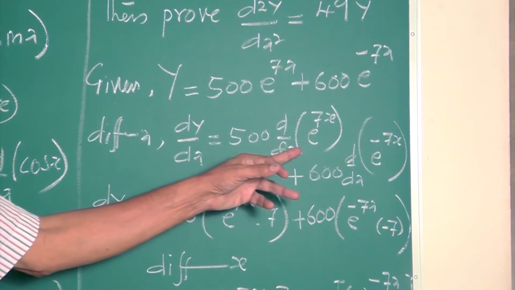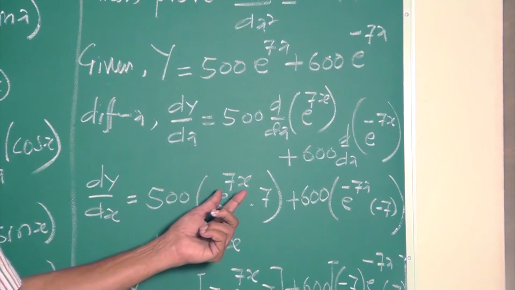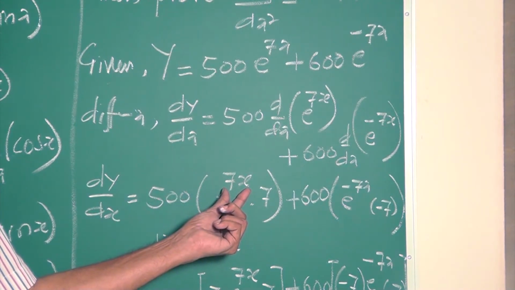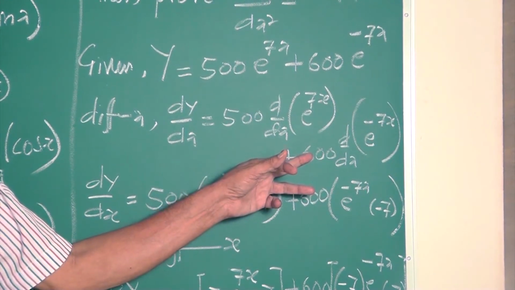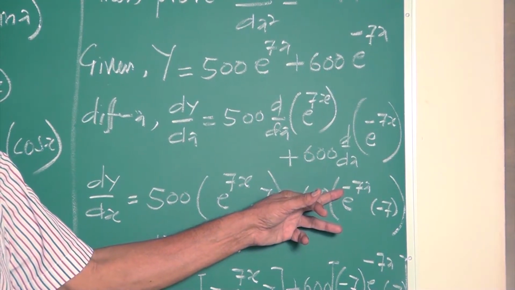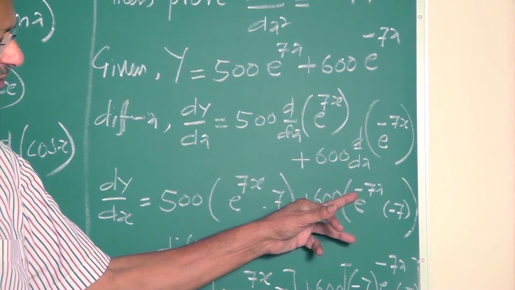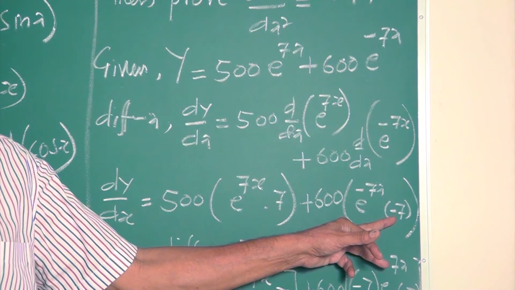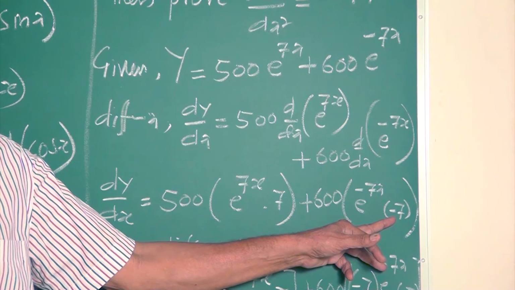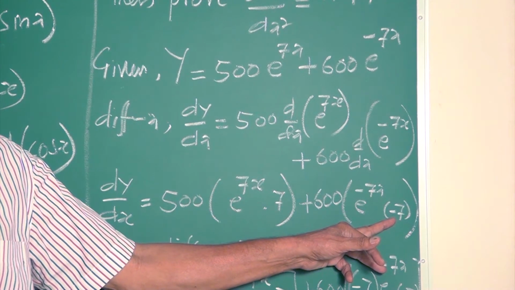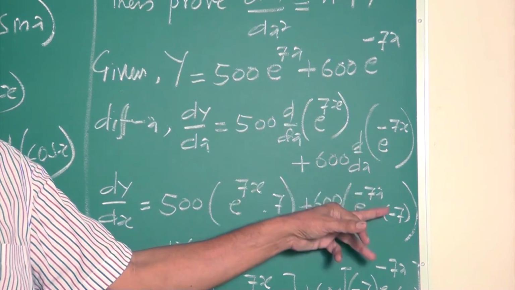Right. Derivative of e to the power f is e to the power f into f dash. E to the power 7x as it is, then write the derivative of the power. What is the derivative of 7x? 7. Plus 600 into e to the power f into derivative of the power minus 7x. What is the derivative of minus 7x? Minus 7. Why tell? All the while I used to tell while doing differentiation: derivative of x is 1, derivative of kx is k. 7x is 7. Minus 7x is minus 7.